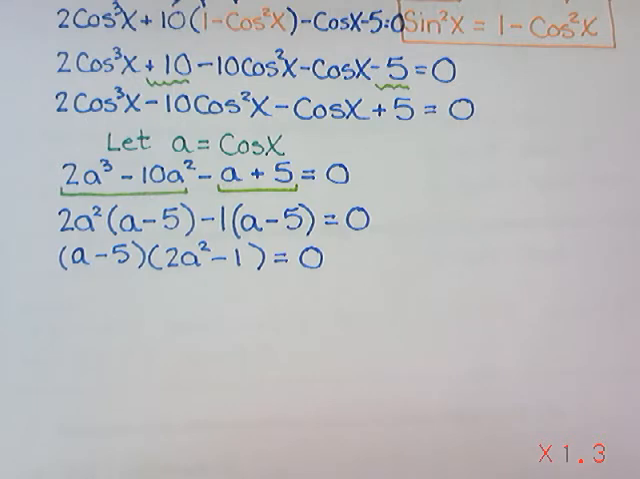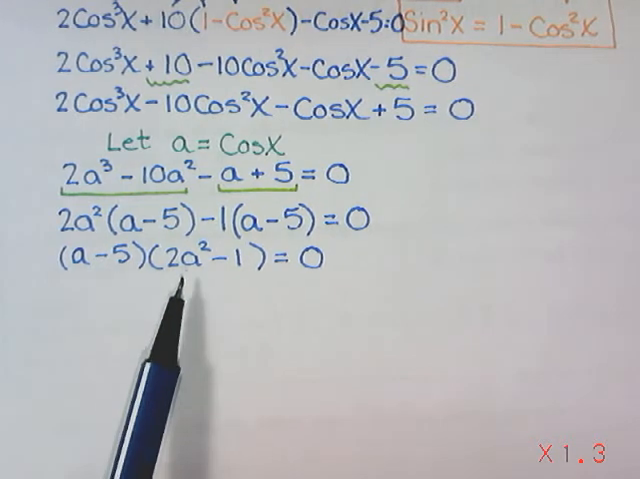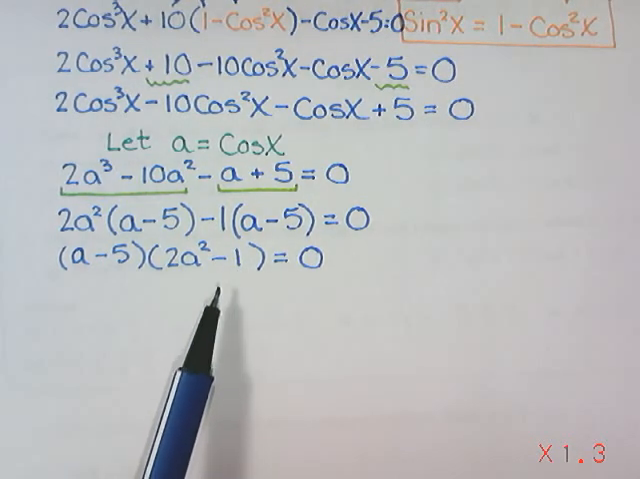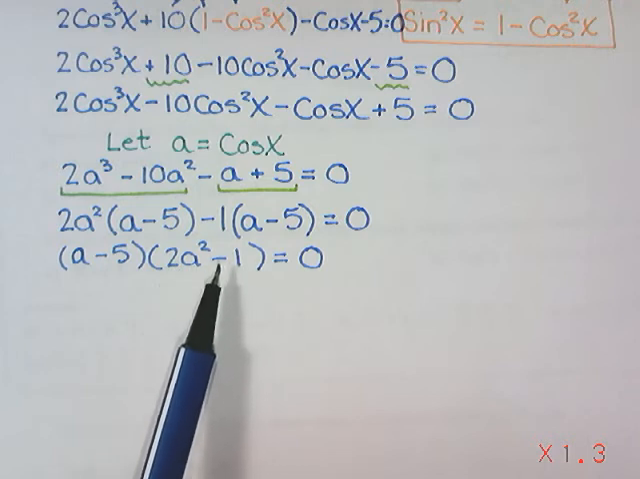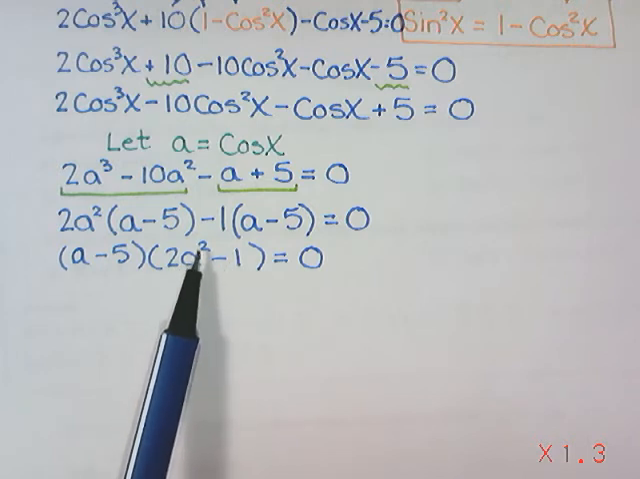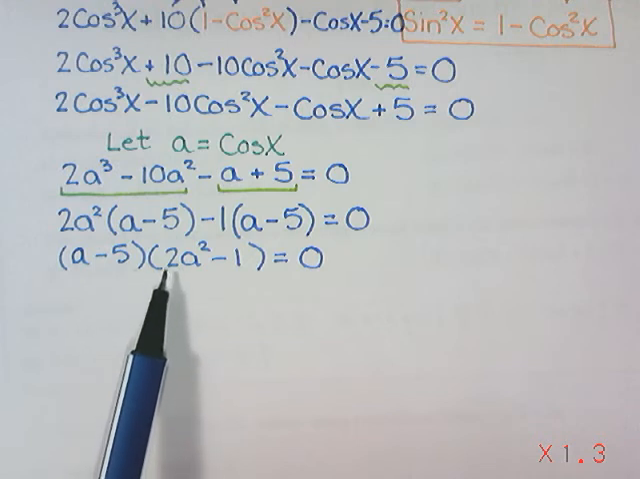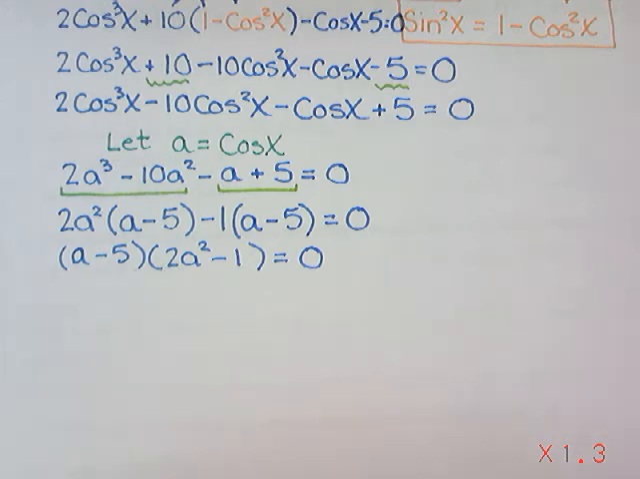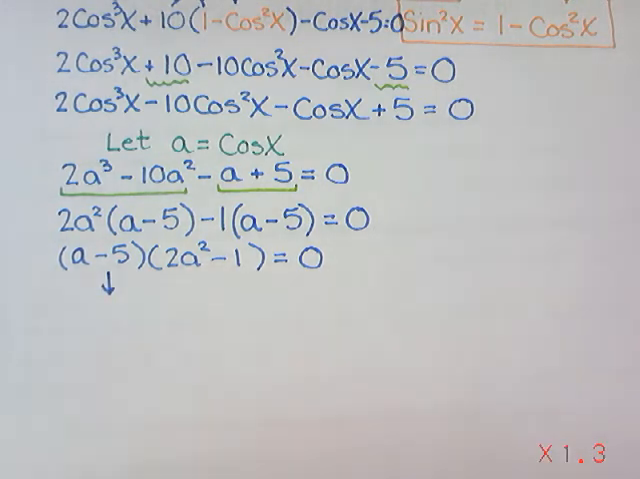Could I factor further? Well, a minus 5 does not factor further. 2a squared minus 1 has some of the markers of being a difference of squares. It has 2 terms. It is being subtracted. I have a squared. I have 1, which is always a perfect square. But I also have a 2, and 2 is not a perfect square. So I am not going to factor this as a difference of squares. So seeing as how it is factored, I am going to take each part and set it equal to 0.